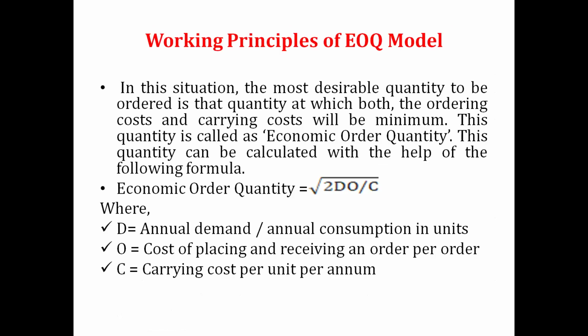So in this situation, the most desirable quantity to be ordered is that quantity at which both these costs, that is the ordering cost and carrying cost, will be minimum. Such a quantity is called the economic order quantity. The formula for calculating the economic order quantity is root under 2DO upon C, where D stands for annual demand or annual consumption in units, O stands for cost of placing and receiving an order per order, and C stands for carrying cost per unit per annum.